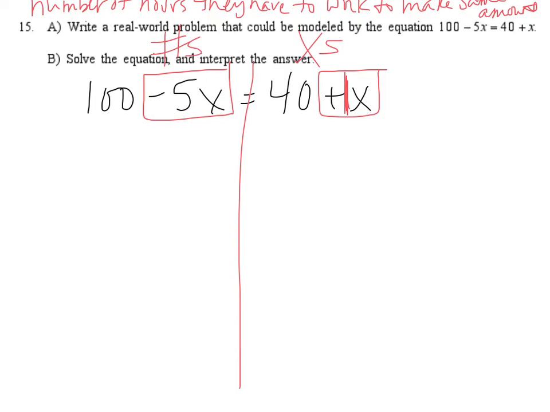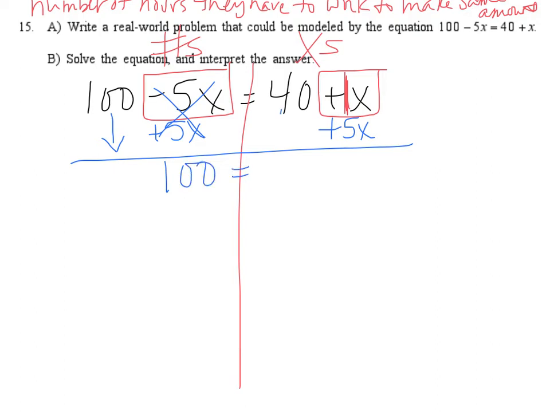So I need to move this minus 5x, so I'm going to add 5x, and that cancels. But what I do to one side, I have to do to the other side. So I haven't done anything with the 100, so I bring it down. I haven't done anything with the 40, so I bring it down. And then I add this up and I get 6x. And it's a positive 6x, so I bring the plus down. Positive 6x.